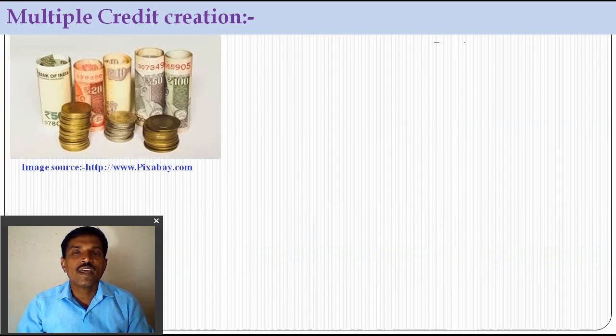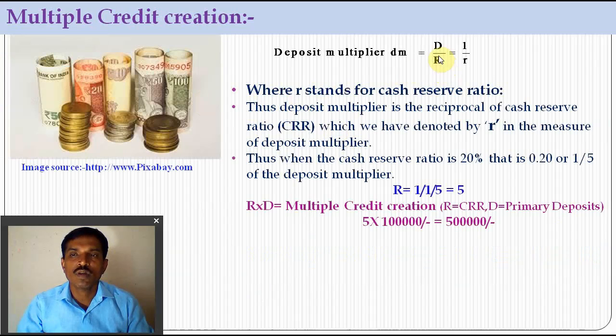In our example, the deposit multiplier is given by 1 upon R, which is the formula. So 20% is the cash reserve ratio, that is 0.20, which is 1 upon 5. So 1 upon 5 gives the answer 5. So 5 is the multiplier, and multiplier times primary deposit is equal to multiple credit creation. Here R means the CRR, cash reserve ratio. We find that the multiplier is 5 and the primary deposit in our example is 1 lakh. So 5 multiplied by 1 lakh is equal to 5 lakh rupees created through multiple credit creation.